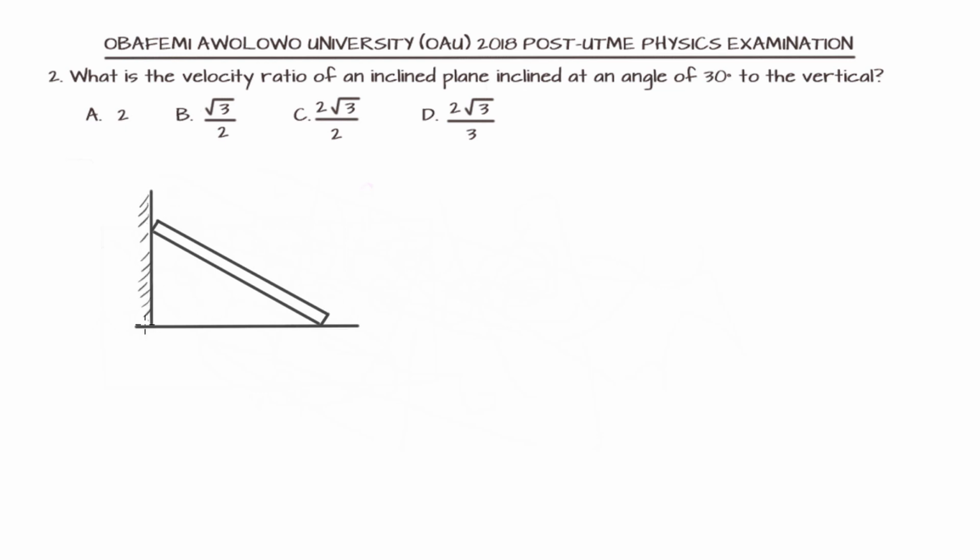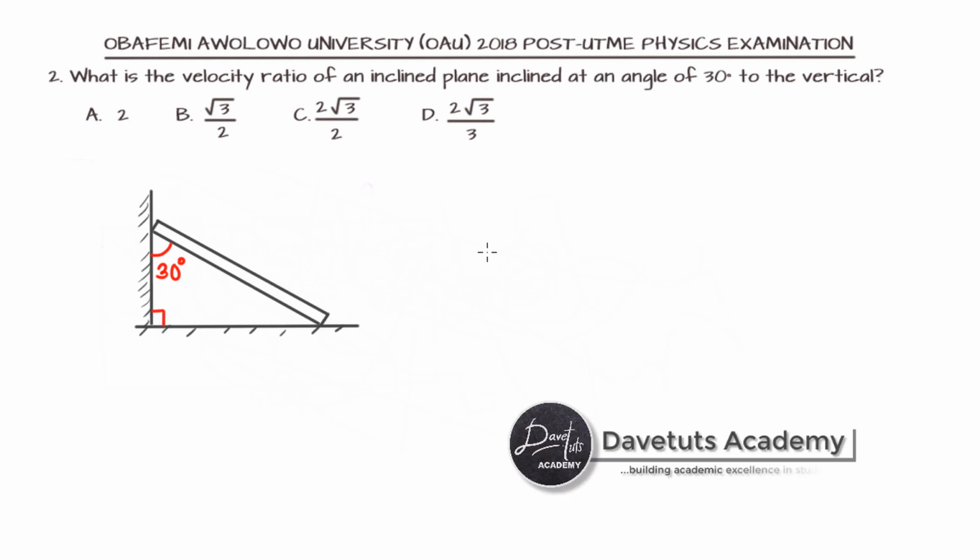Let's say this is a wall, and we also have the floor. Okay? And then the inclined plane is inclined at an angle of 30 degrees to the vertical. The vertical is the upright standing one. 30 degrees to the vertical can then be shown as this. This is 30 degrees. Okay? We already know that this is forming a right angle at the base.